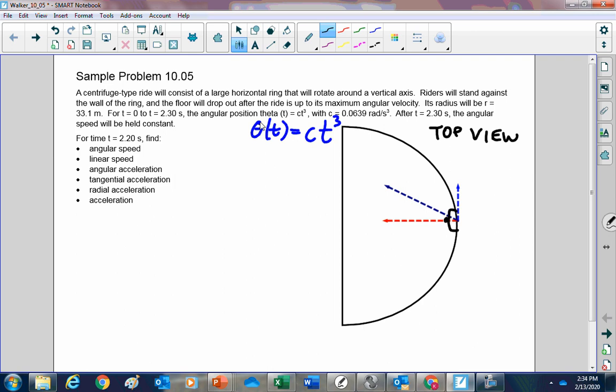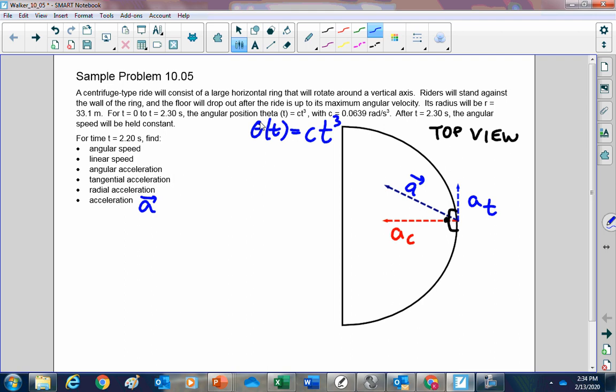And so I drew the vectors in here, which could represent, let's call these centripetal acceleration, the red vector. And then there's also some tangential acceleration because the ring that this person is riding in is speeding up. So then the overall acceleration here points at an angle. That's what they're asking for here.